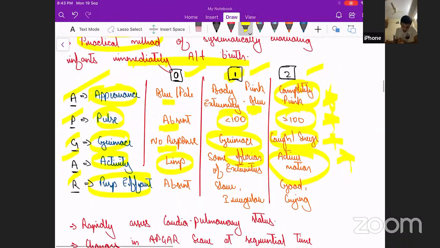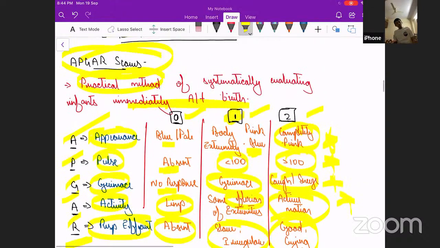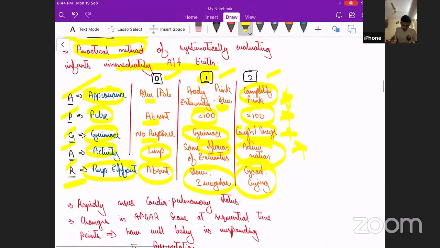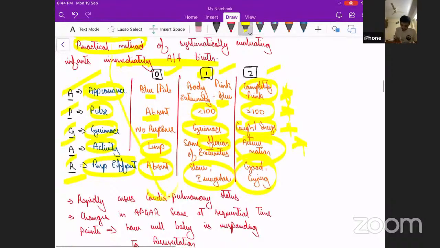Next is R, the last one, which stands for respiratory effort. No respiratory effort, 0. If it is slow and irregular, 1. And if it is good and crying, it is 2. Fine. So what does this allow? This practical method allows us to rapidly assess the cardiopulmonary status of the child.